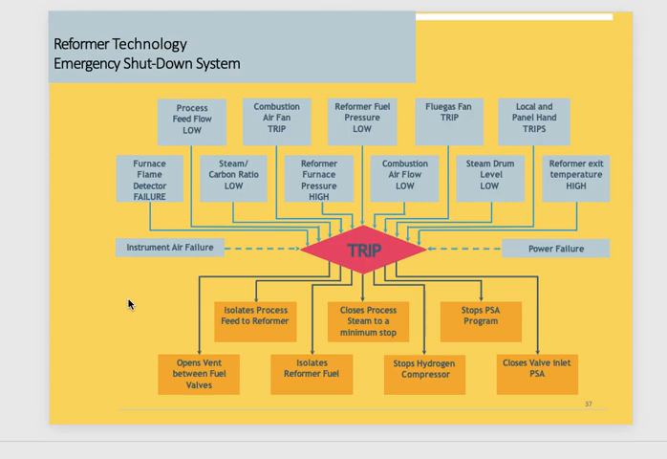Okay, first of all, the furnace flame detector. As we know, the hydrogen production plant works with a huge number of burners, and for each burner there is a fuel gas supply and purge gas outlet from the PSA. So you have two sources of fuel gas going to each burner.